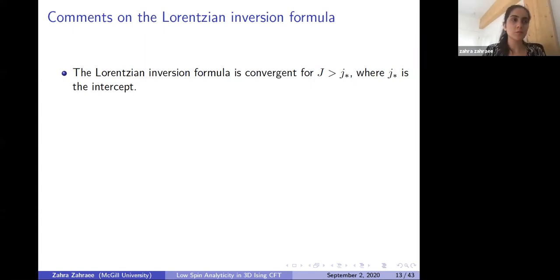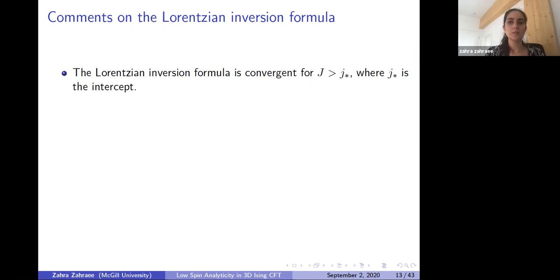Analyticity, the inversion formula works for J bigger than 1 in every theory. That's because J star is bounded by 1. So that's why we say the inversion formula works for J bigger than 1, but it's a theory dependent statement. What we want to study in this work is whether the inversion formula works for J smaller than 1 or not, whether it can be extended to spin 0 and spin 1 operators, basically. So that's the question that we are trying to answer in this work.